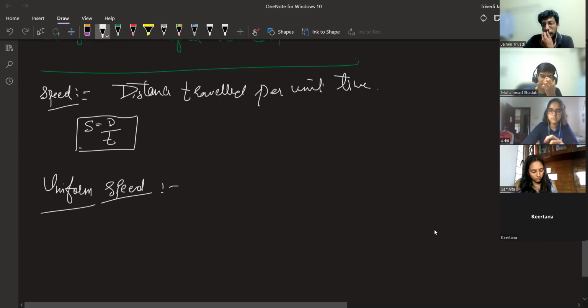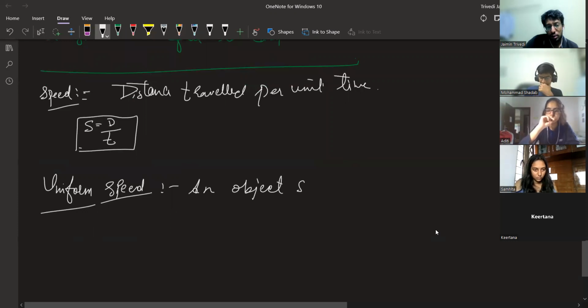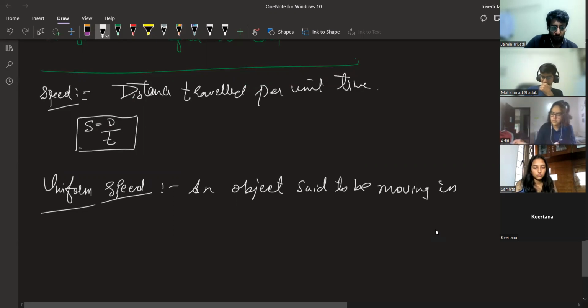Okay. Fine. You were saying something? Aditi, you're saying something? No, sir, same thing. So yeah, that's obvious. Uniform speed can also be a uniform motion.